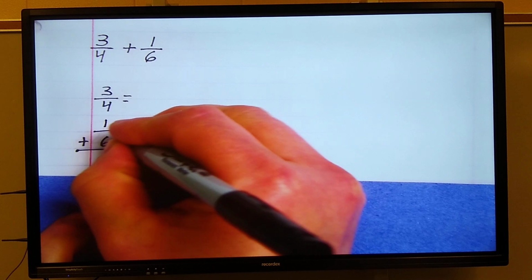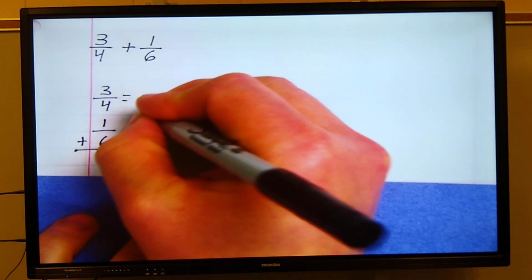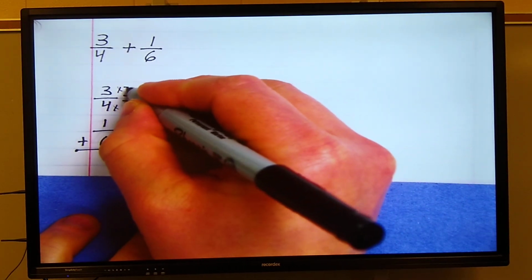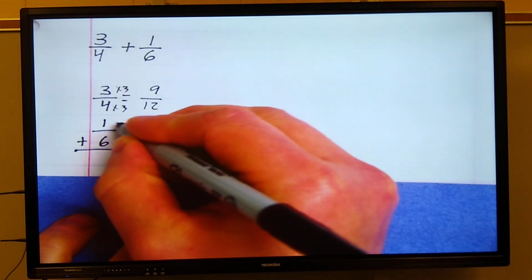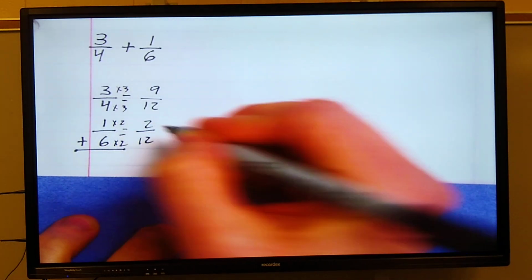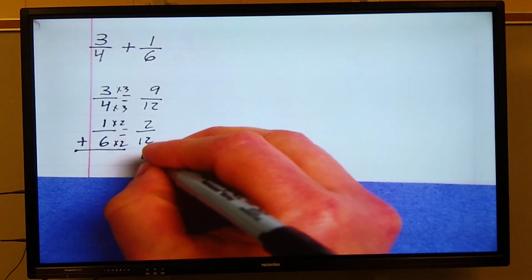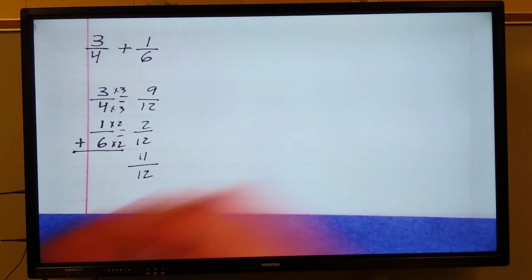The least common denominator ended up being 12. 4 times 3 is 12. 3 times 3 is 9. 6 times 2 is 12. 1 times 2 is 2. And then we add. 9 plus 2 is 11. My denominator stays the same, 12.